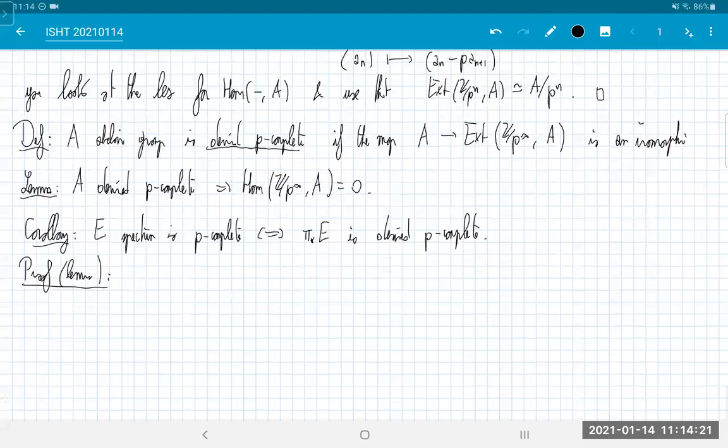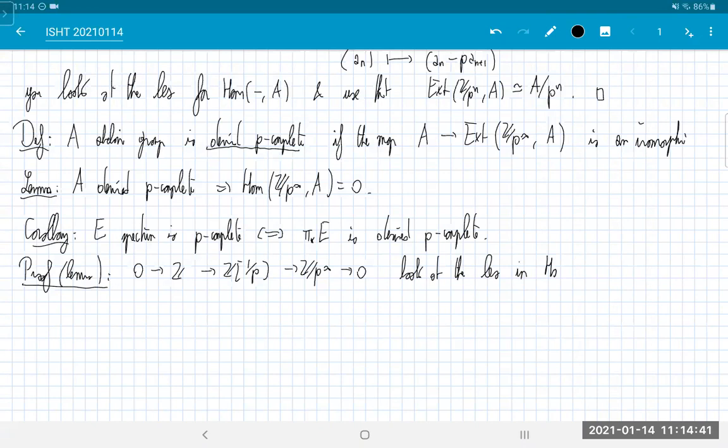So the proof of the lemma, so let's write, so we have this guy here, Z[1/p] over Z mod p infinity goes to zero, and look at the long exact sequence in Hom(-, A). So what do we have? We have zero goes to Hom(Z mod p infinity, A), which is the piece that we want to kill, going to Hom(Z[1/p], A), goes into A, goes into the derived p completion.